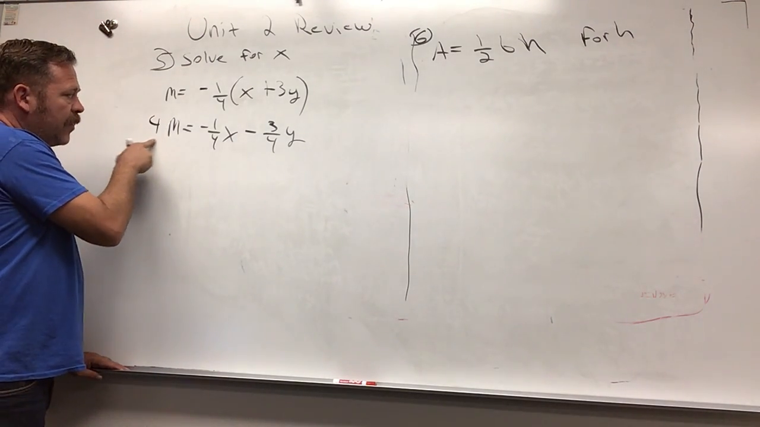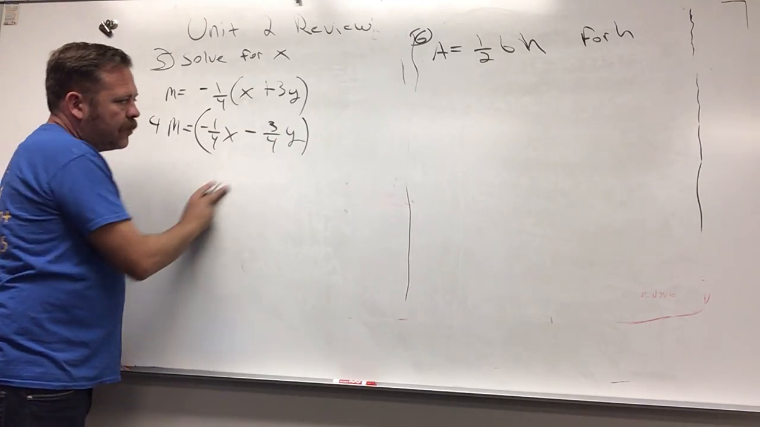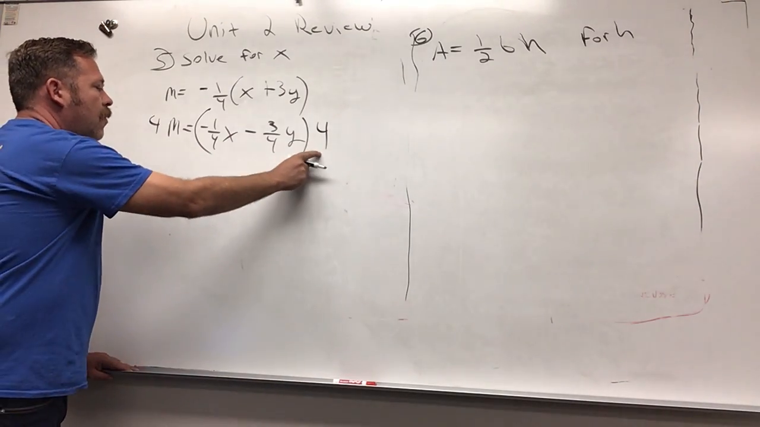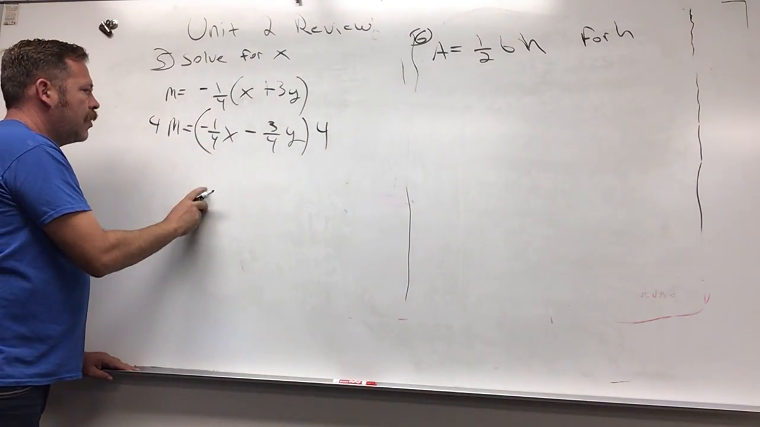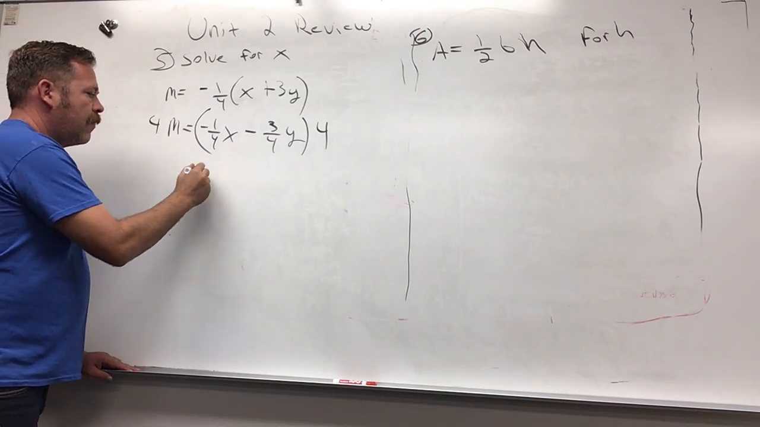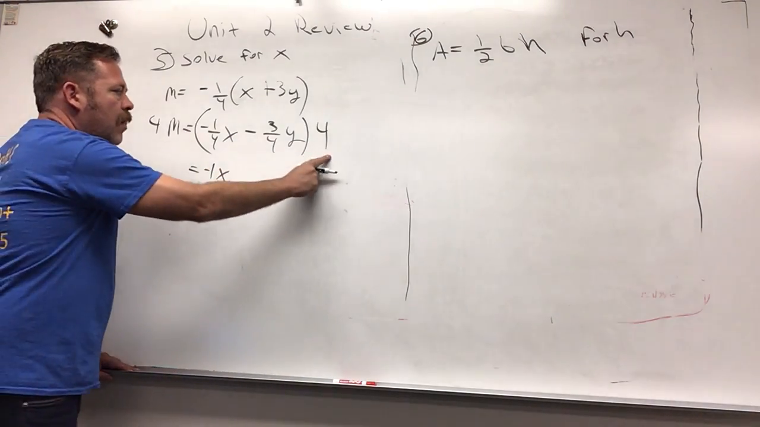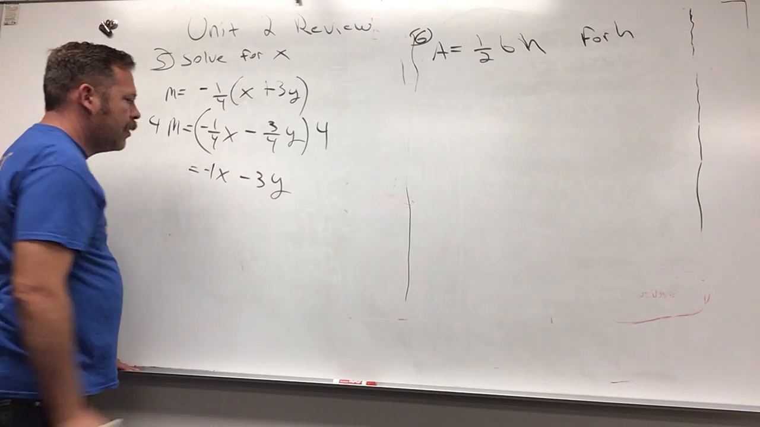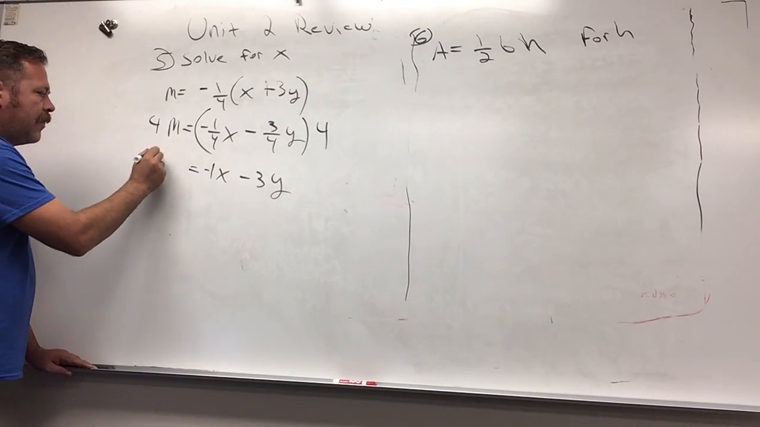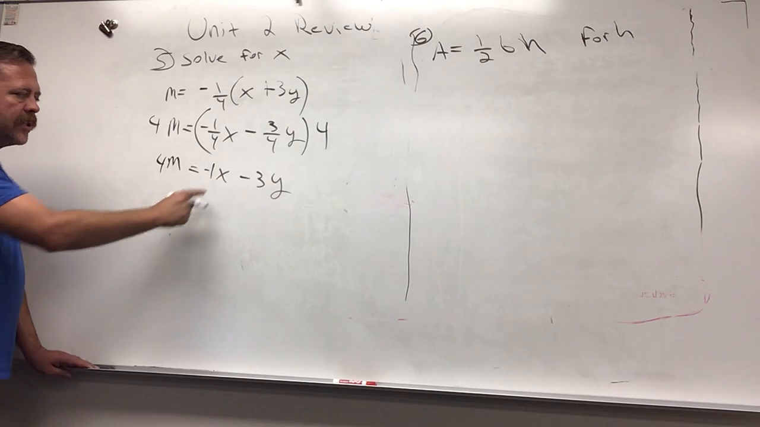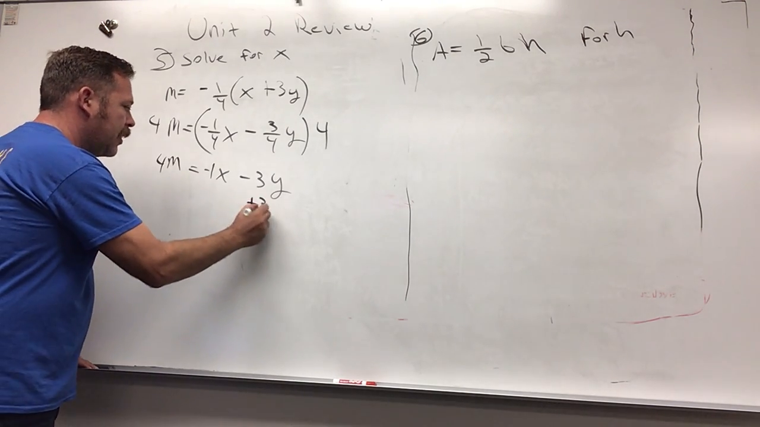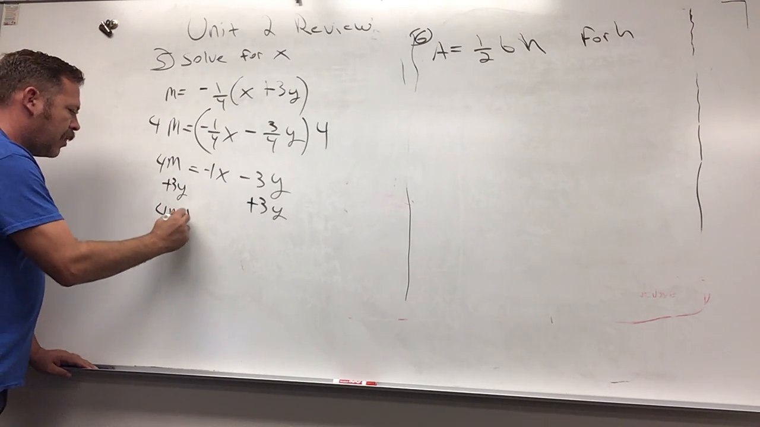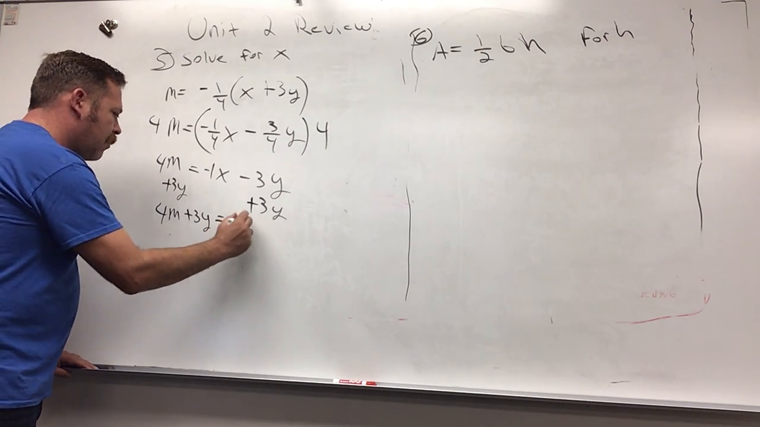4 on the left side gives me 4 times m. And since there's 2 terms on the right side, I will need parentheses to multiply the 4 by the entire right side. So 4 times negative 1/4 would equal negative 1x, and then 4 times negative 3/4 would equal negative 3y, okay? And nothing changed on the left, I have 4m. And now I'm gonna get this x by itself, so I'm gonna add 3y, and I get 4m plus 3y equals negative 1x.